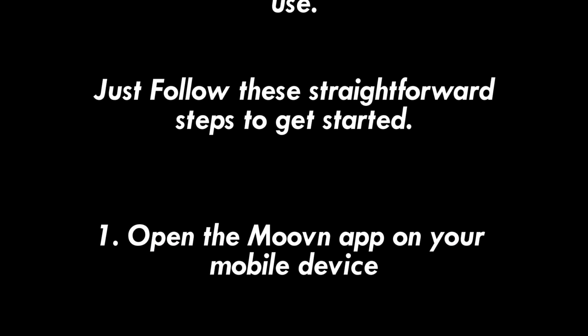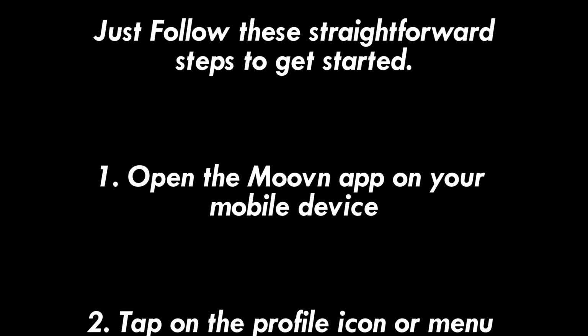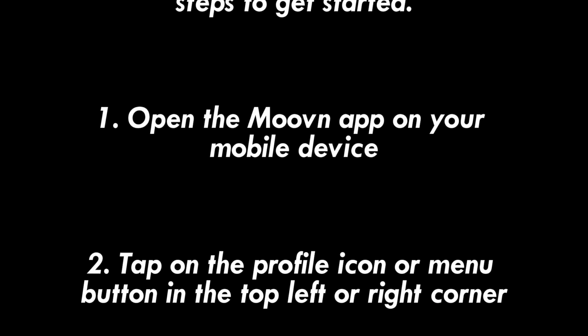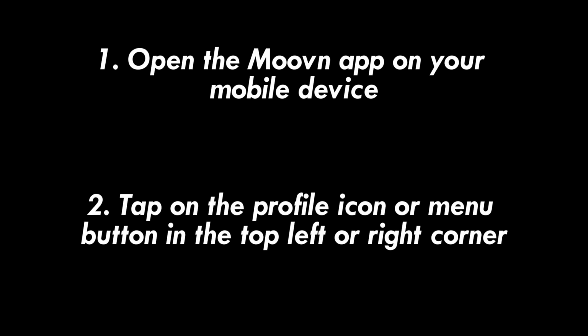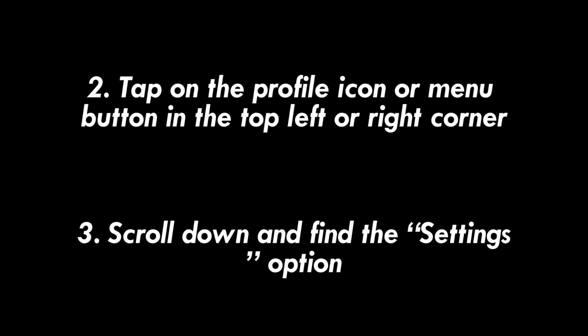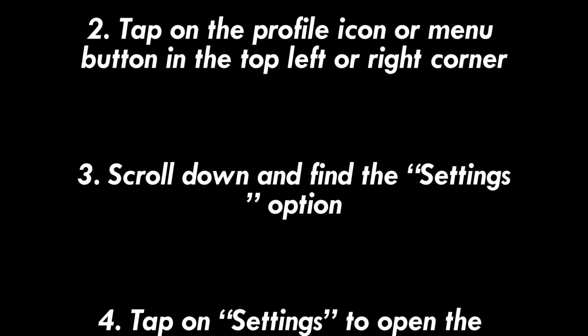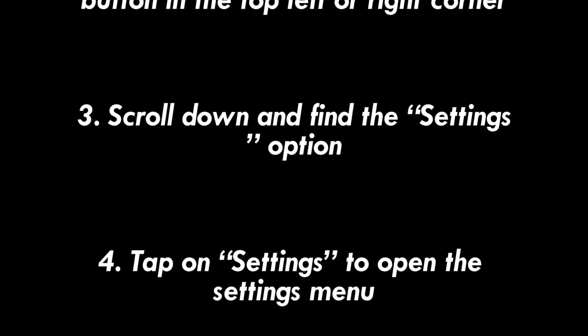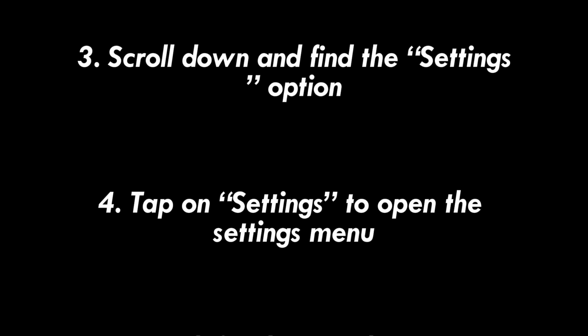1. Open the Moovn app on your mobile device. 2. Tap on the profile icon or menu button in the top left or top right corner. 3. Scroll down and find the settings option. 4. Tap on settings to open the settings menu.